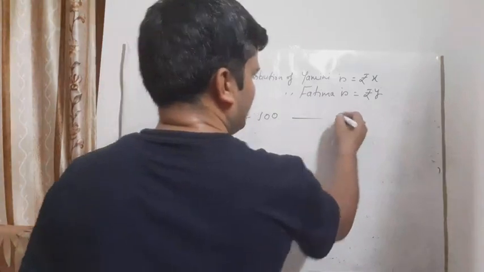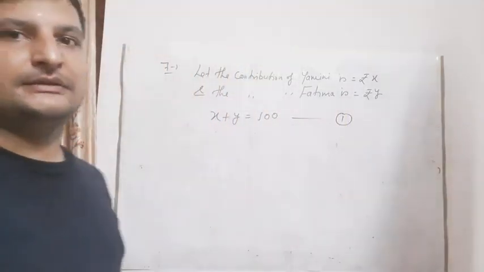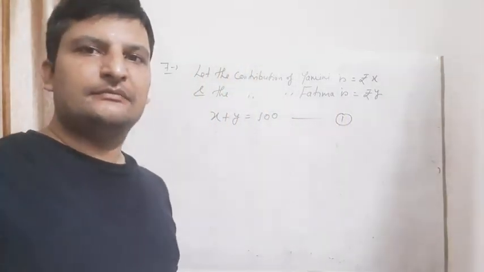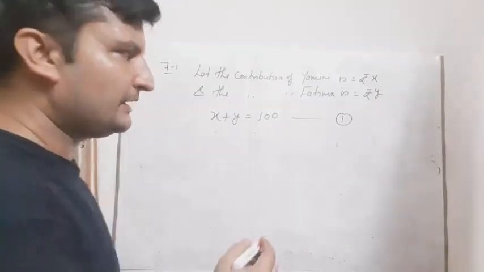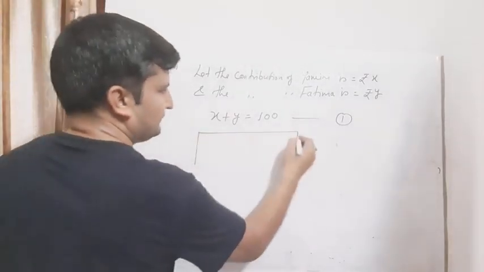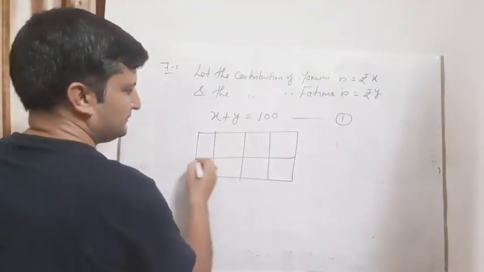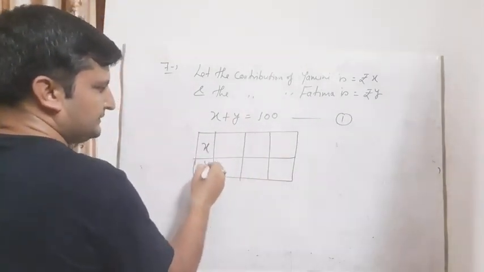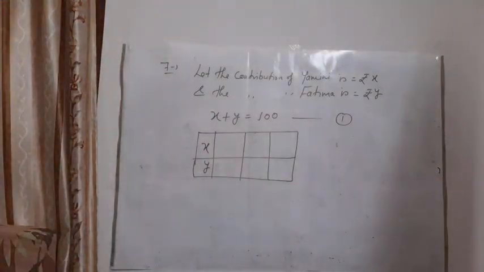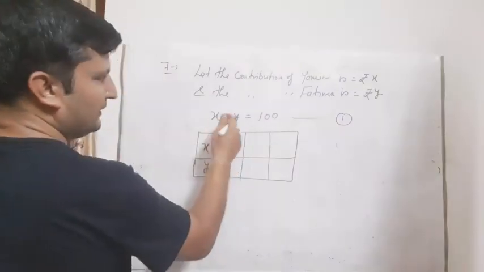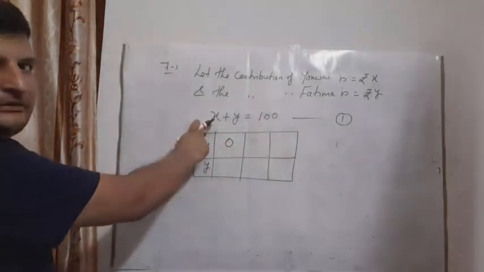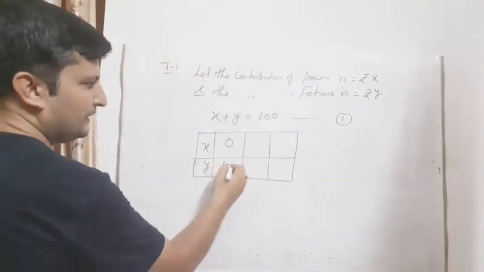Now we have to make the graph of this equation. How can we make the graph? We can do it like this. We have to make a box first. Suppose this is the value of x, this is y. Suppose I am putting x is equal to 0. What will be the value of y here? If I put x is equal to 0, then y is equal to 100.